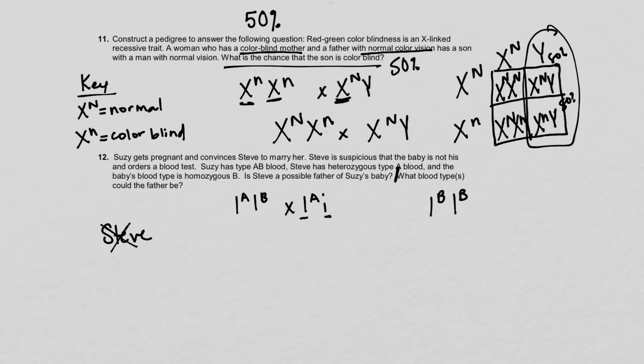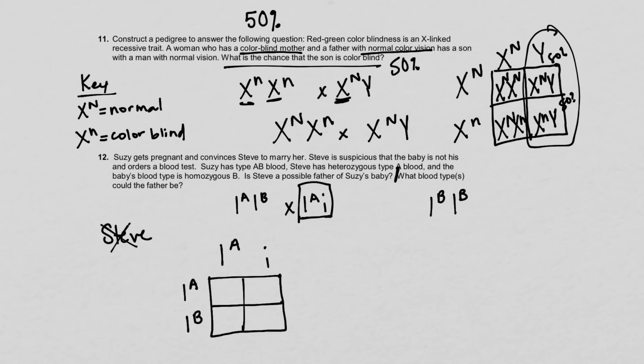So the cross between Steve, this is Steve, and Susie, would result in this outcome. So the baby could be B blood type, but not homozygous B. So it can't be Steve.